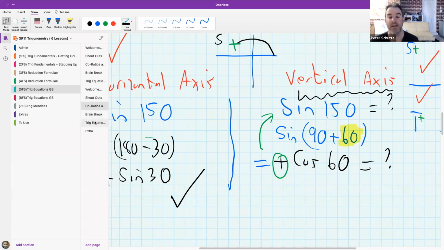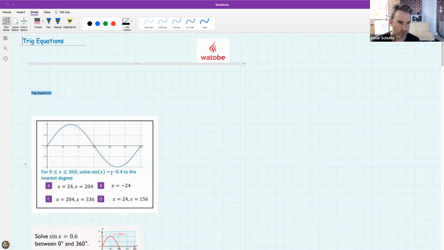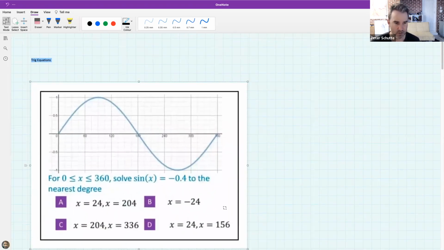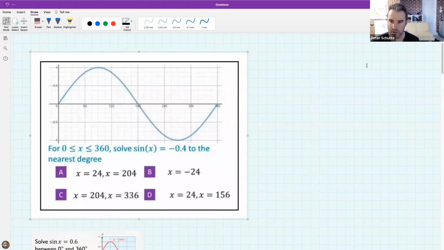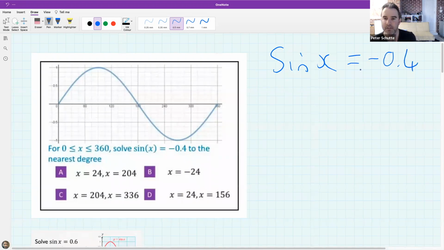It will be helpful to you, but I think it's a good time to move on to trig equations. So what is a trig equation? I've prepared a nice little example here to show you one. There are a couple of different ways you can solve a trig equation, but the one here says that the sine of x is equal to minus 0.4. That's a trig equation because you have to solve for x.